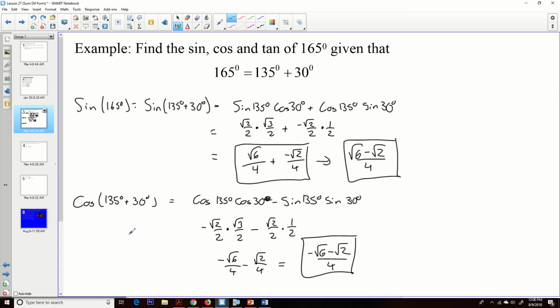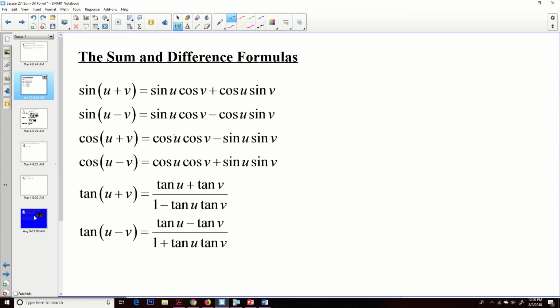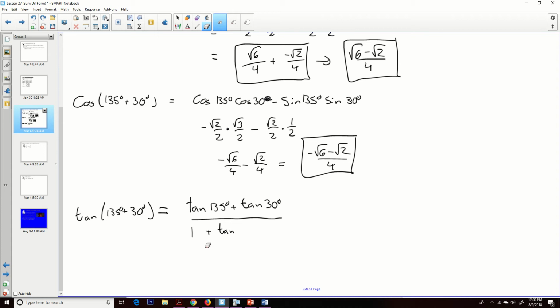So let's do that. Tangent 135 degrees plus tangent 30 degrees over 1 plus tangent. Oops, I made a mistake there. I think that's a minus. So we always check. There should be a minus right there. So minus tangent 135 degrees, tangent 30 degrees. Now I need the tangent of 135 and the tangent of 30.